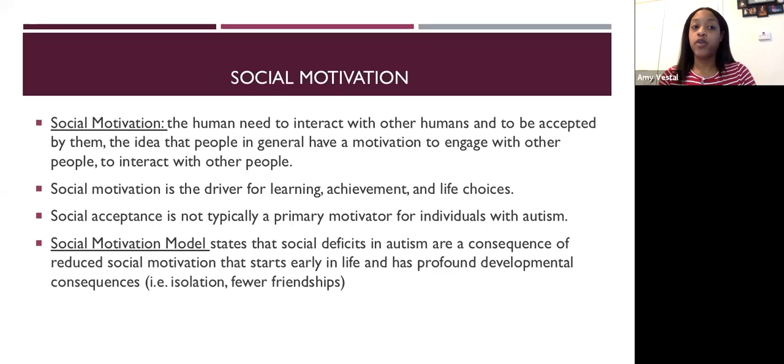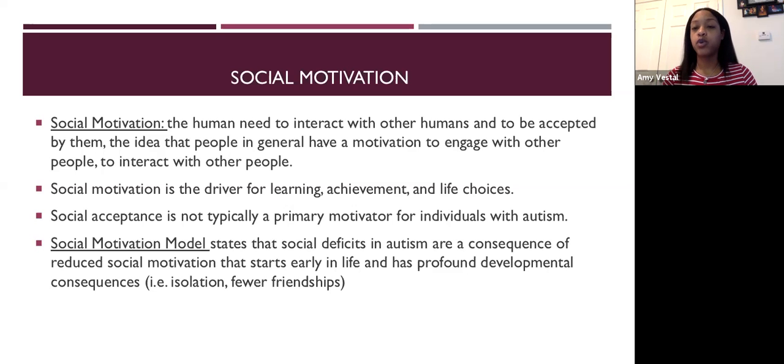So social motivation is actually the human need to interact with other humans and to be accepted by them. It's the idea that people in general have a motivation to engage with other people and to interact with other people. We know that when we are first starting out learning, some of the first things that we learn are things from our parents, from our siblings, from those that we're around. As we start to go to school, we learn things from our peers, even as adults, interacting with our coworkers. These are all different things that we use as social motivation.